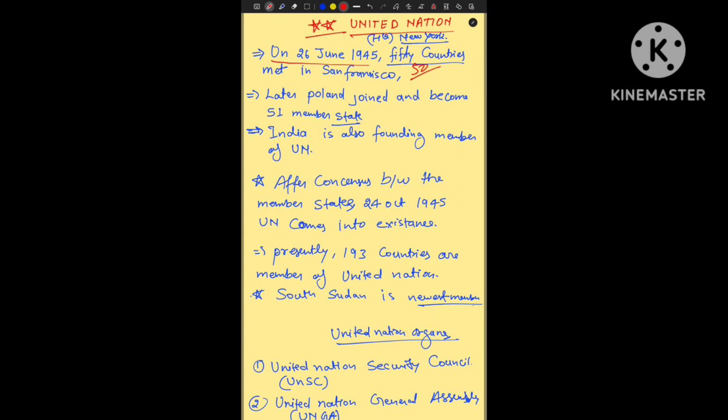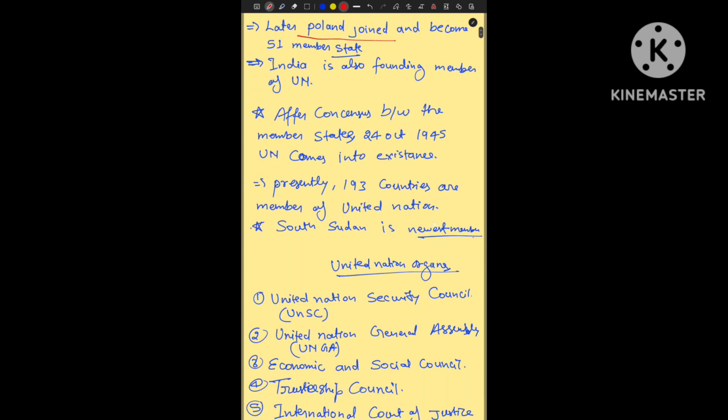So on 26th June 1945, all 50 members came together and discussed all the important matters related to the United Nations. Later Poland also joined and became a founding member of the United Nations, the 51st member state. India, as I already said, was also one of the founding members.